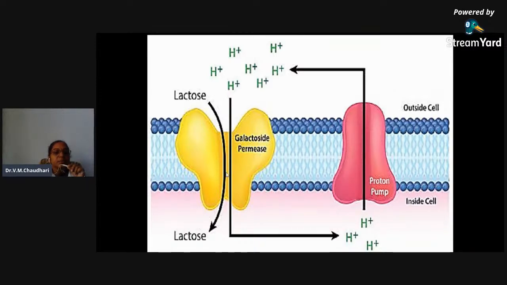Lactose permease is a protein molecule which is present in the सेल मेम्ब्रेन. हे जे आहे स्ट्रक्चर हे सेल मेम्ब्रेनचं आहे. Are you able to see this slide? And this lactose permease is able to transport lactose molecule from outside of the cell to the inside. But during this passage of lactose, these H plus ions, they also pass inside the cell.